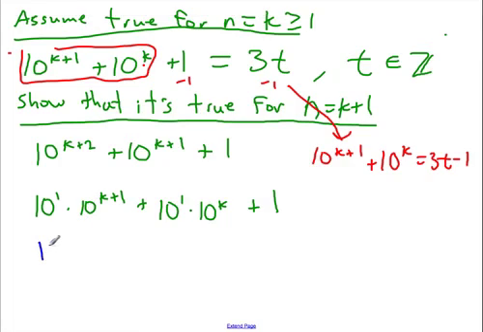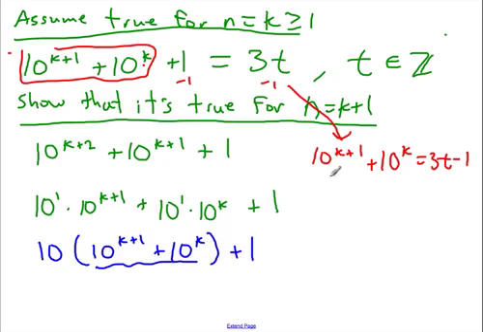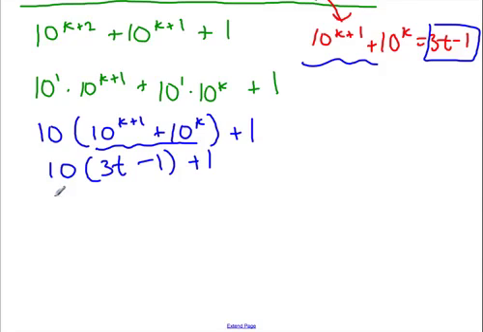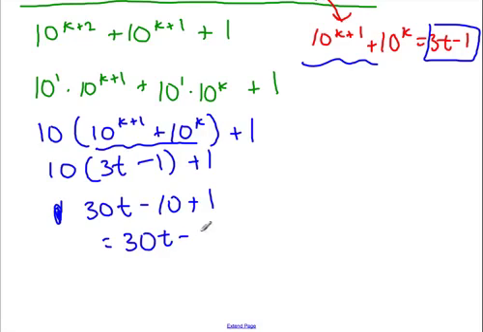So basically over here, we can factor out 10 from these two terms. We have 10 times 10 to the power of k plus 1 plus 10 to the power of k, plus 1. And this here in the brackets is exactly this. So we can substitute in 3t minus 1 here. We have 10 times 3t minus 1 plus 1. And we'll multiply that out. We'll have 30t minus 10 plus 1, which equals 30t minus 9, which is 3 outside of 10t minus 3. So obviously this is divisible by 3.